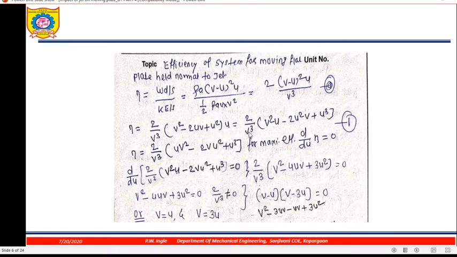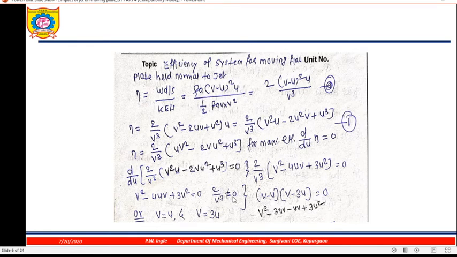So finally you are getting 2 by v cube [v square u minus 2u square v plus u cube]. So the equation is 2 by v cube [u v square minus 2u square v plus u cube]. So for maximum efficiency, you have to differentiate this with respect to u. By differentiating, you are getting 2 by v cube [v square minus 4uv plus 3u square] equal to 0.